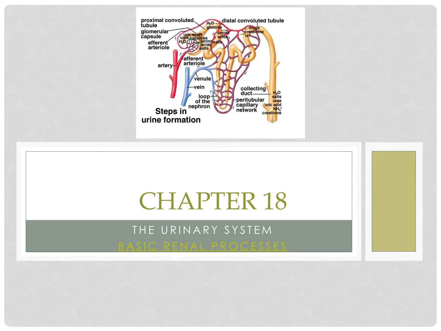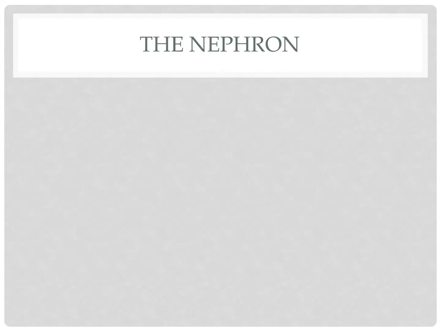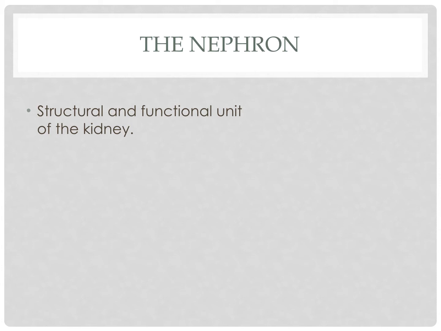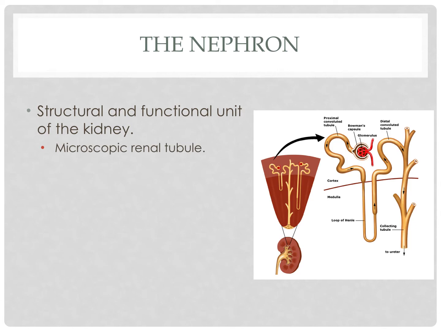All right, everyone, welcome to section 2 of the urinary system, where we're going to take a deep dive into what was mentioned last time, the nephron. Your nephron, as mentioned, is the structural and functional unit of the kidney, meaning this is the smallest possible component where filtration is going to take place. The nephron itself is actually a microscopic tubule.